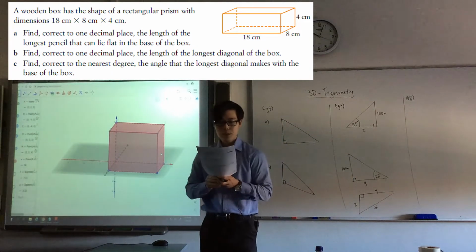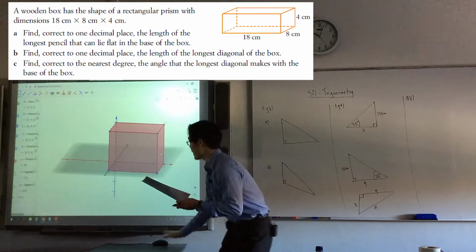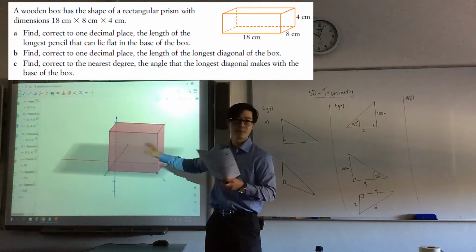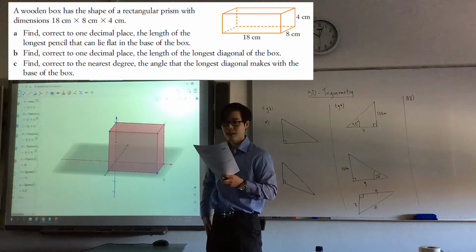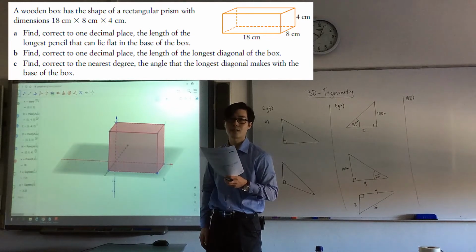A wooden box has the shape of a rectangular prism with dimensions 18 centimeters, 8 centimeters, and 4 centimeters. So I've drawn a similar rectangular prism up here. First question: find, correct to one decimal place, the length of the longest pencil that can lie flat in the base of the box.